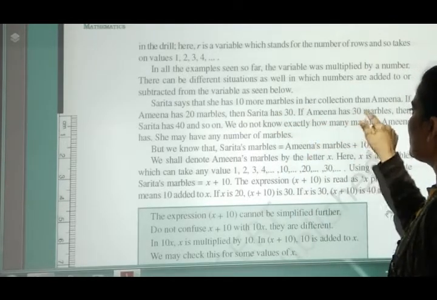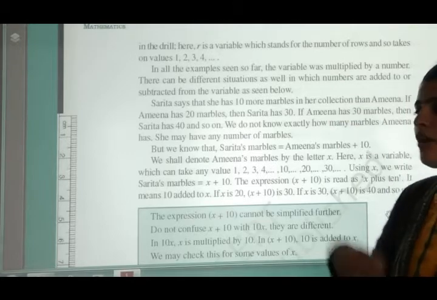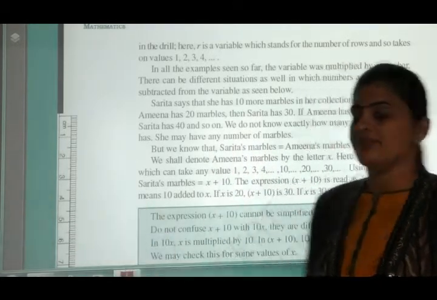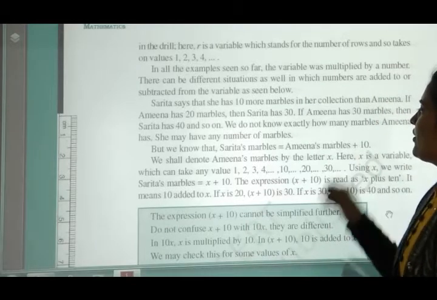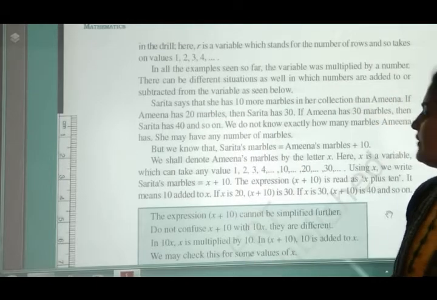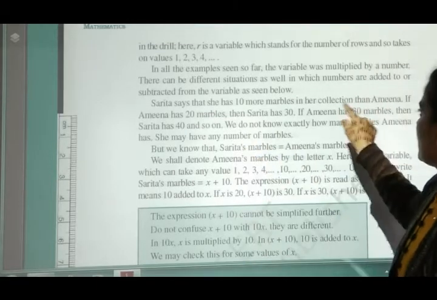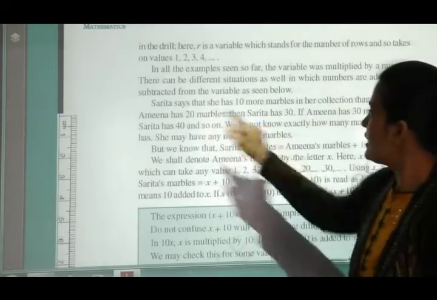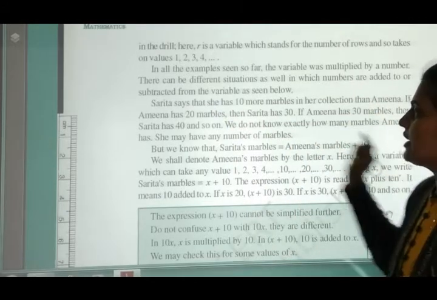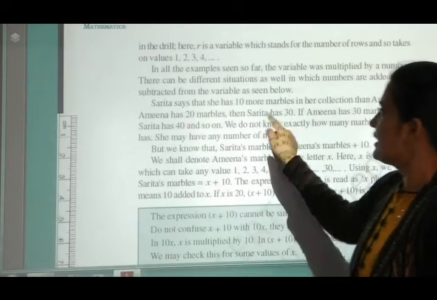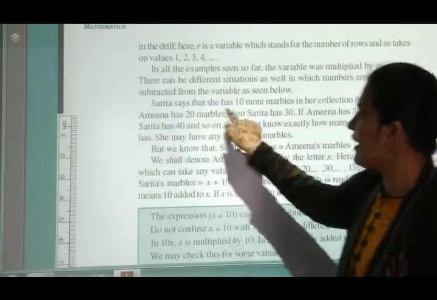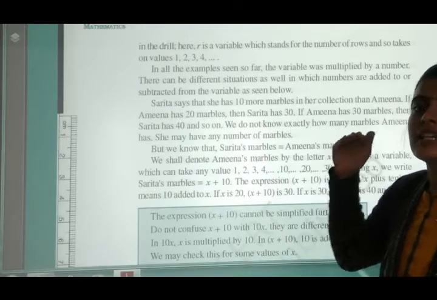Now if Amina has 30 marbles, how many will Sarita have? 30 plus 10 is equal to 40. So what is the relation between Sarita's and Amina's marbles? Sarita's marbles are equal to Amina's marbles plus 10. Here you can see if Amina has 20, then Sarita has 30. That means whatever Amina has, if we add 10 to it, we get Sarita's.